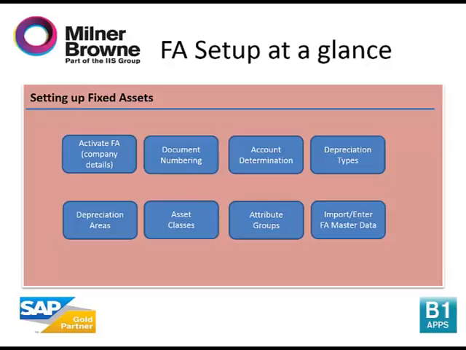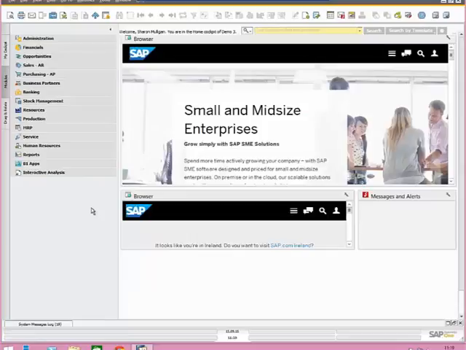So let's just review that and take a look at what we've said there so far in terms of, one, initializing the fixed asset module, and then the setting up of the fixed assets. So this is your main menu screen in SAP Business One 9.1.